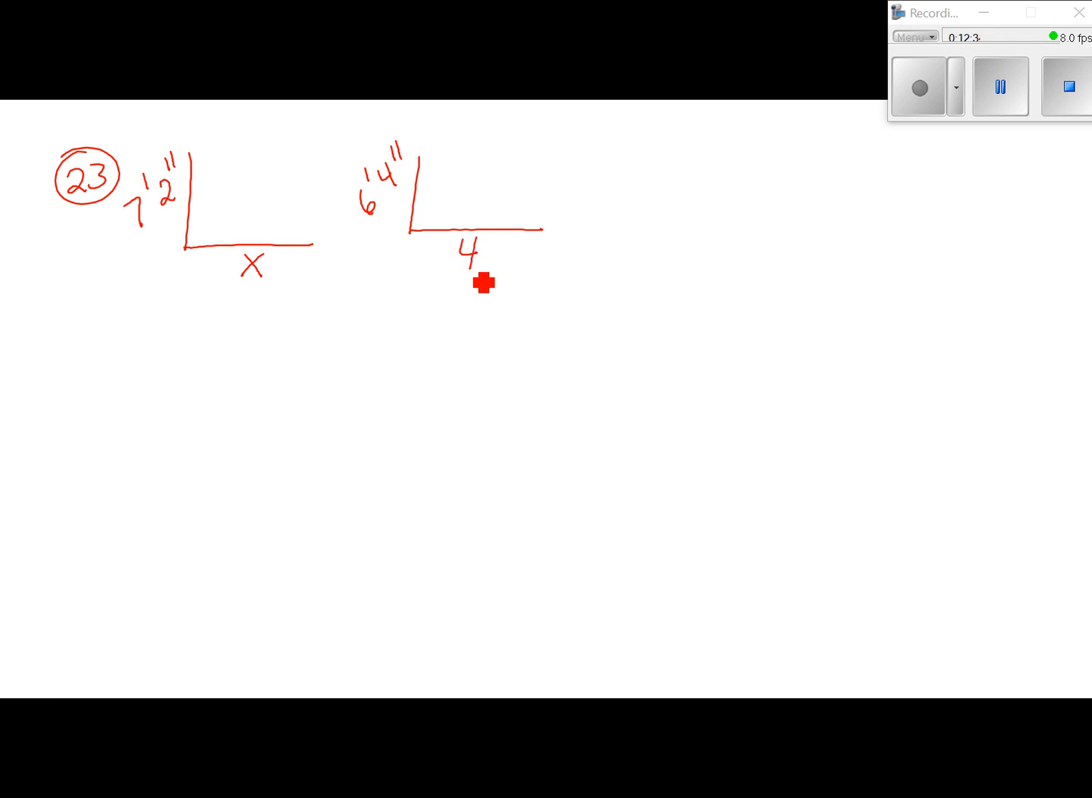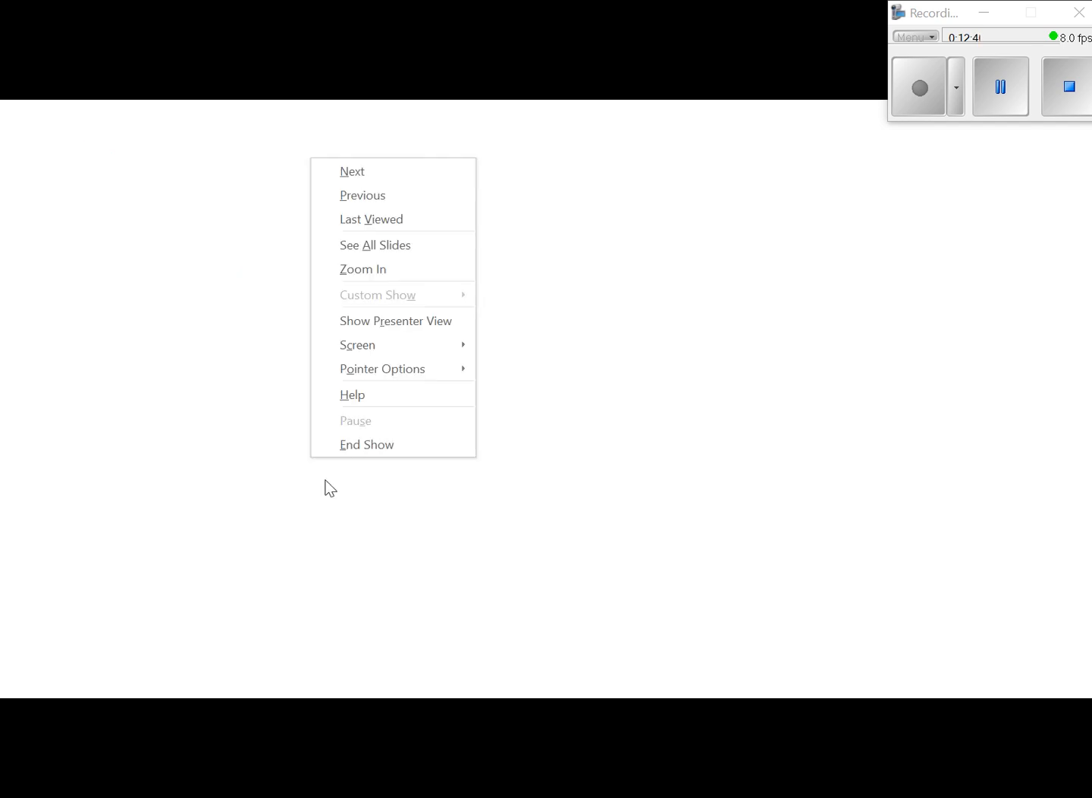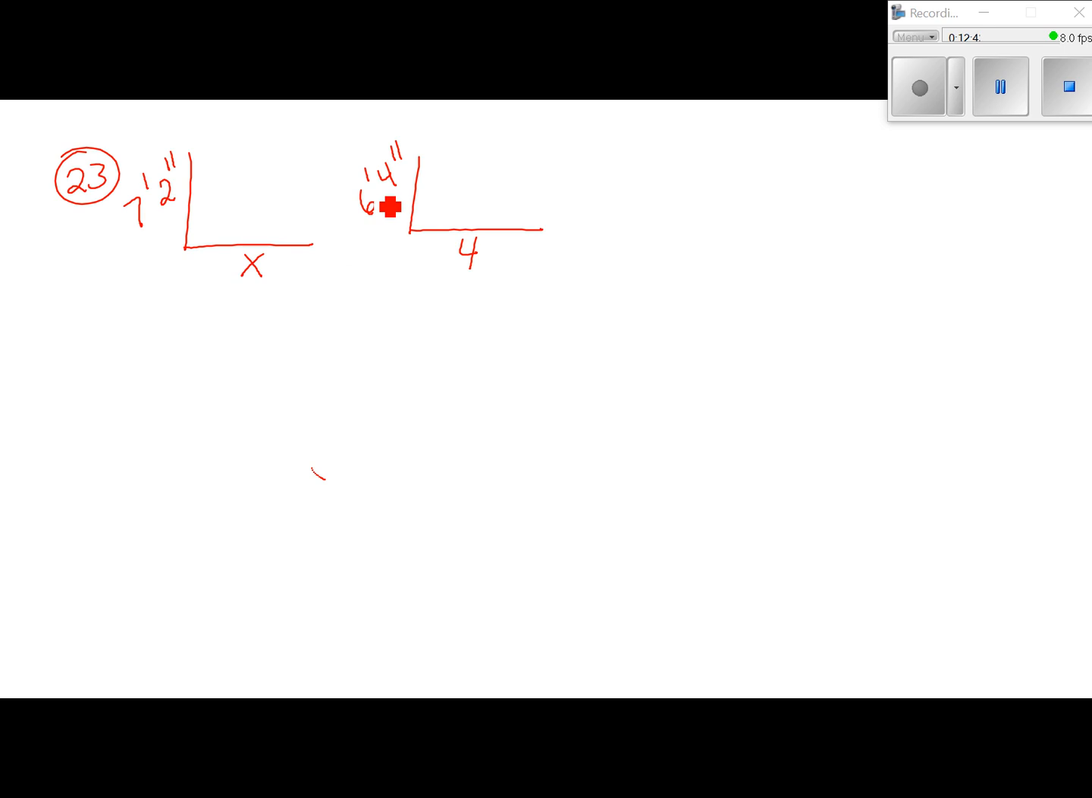The best way to do this probably is to change everything into inches and then deal with it that way, so that we can make sure our answer comes out exact. So if I wanted to change this into inches, I take 7 times 12. That gives me 84. And then I add on these extra 2 inches. So that's 86. So the Didek lady is 86 inches tall.